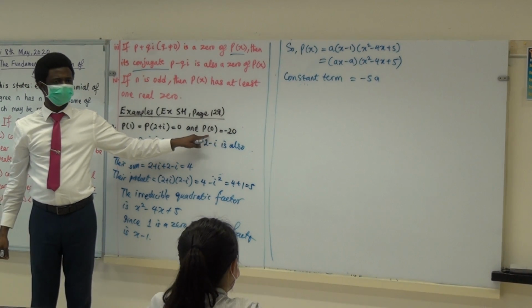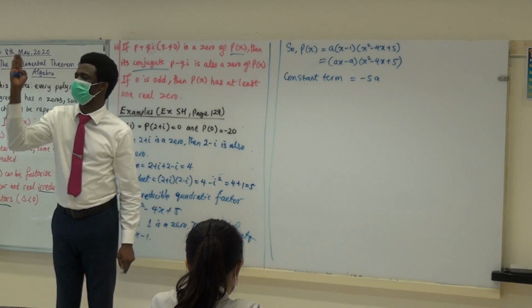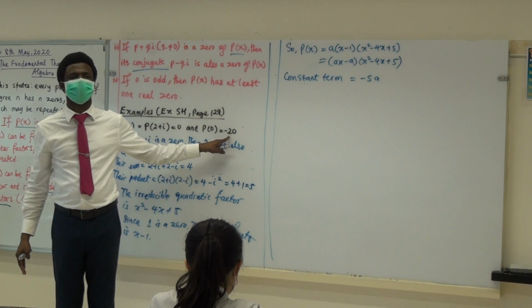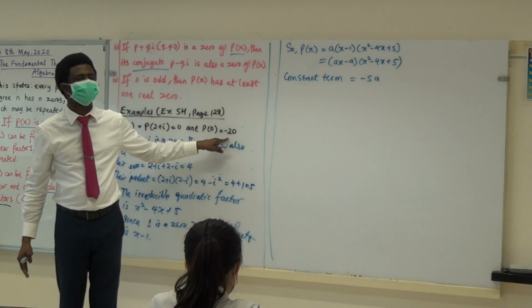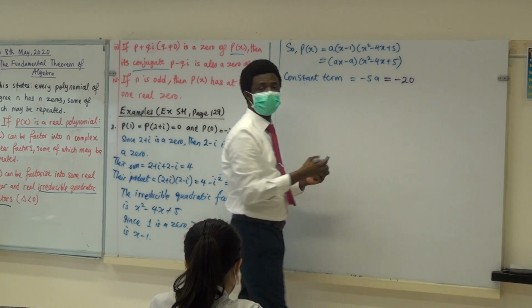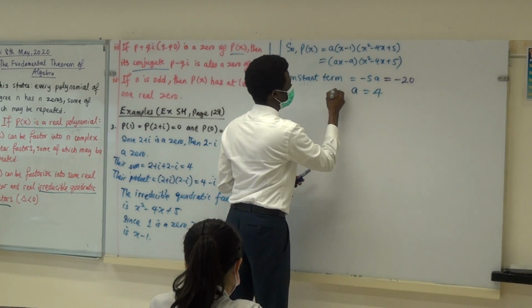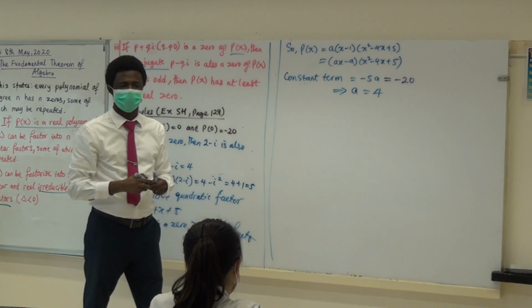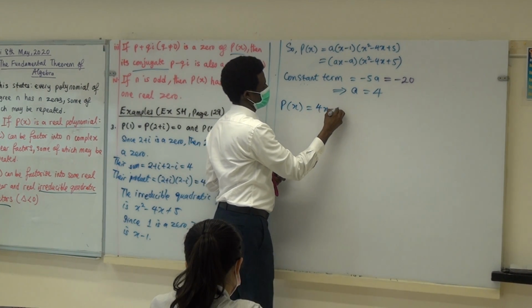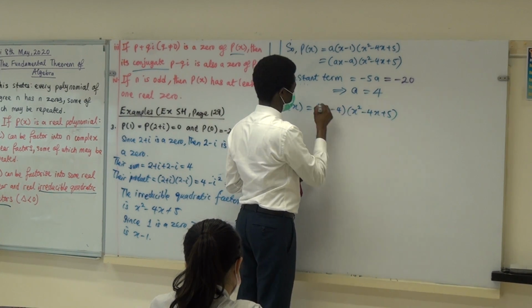Do you agree? Because if x is equal to 0, every term containing x vanishes, and only the term that doesn't contain x stays. So this must be the constant term. So it means this is actually equal to minus 20. Which means a is actually what? 4. Okay, then the polynomial P of x is actually 4(x minus 1)(x squared minus 4x plus 5). Then you expand.